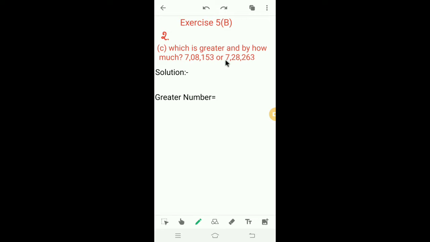Let's compare 7,08,153 and 7,28,263. Here both the numbers start with 7 lakh, so we have to compare the next digit, which is in the 10,000 place. In this number, 0 is at the 10,000 place; in this number, 2 is at the 10,000 place. Let's compare 2 and 0. Clearly, 2 is greater than 0. That means 7,28,263 is the greatest number. So the greater number is 7,28,263. Next we have to find out by how much it is greater.